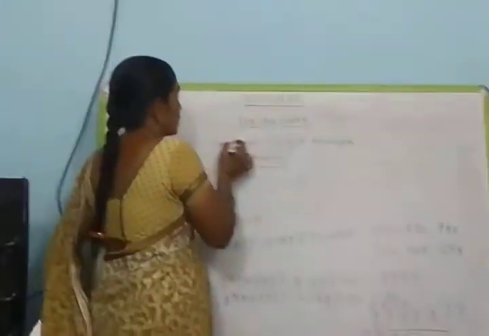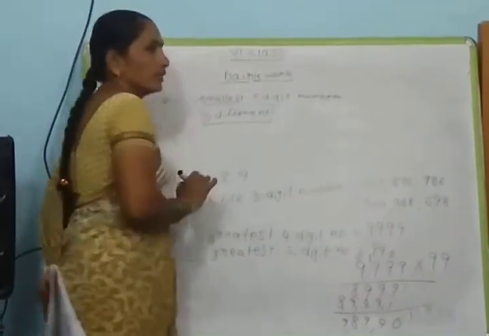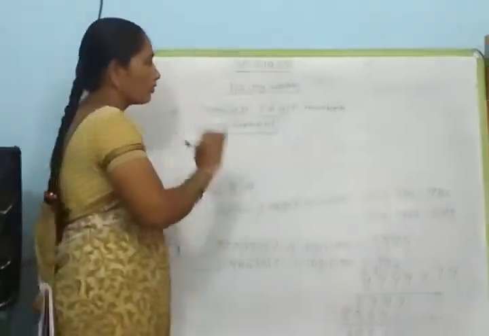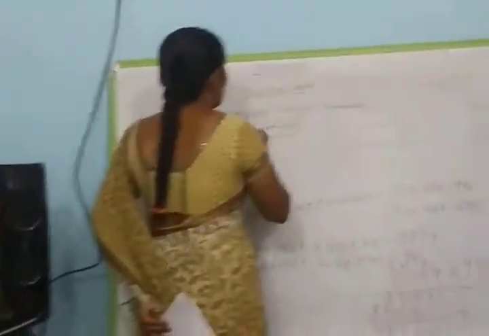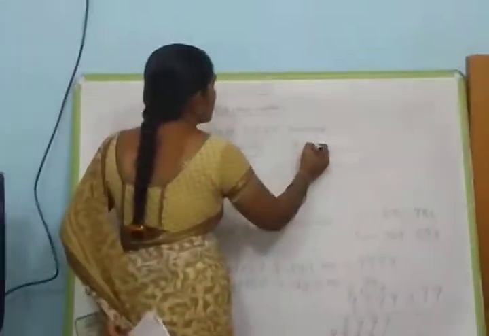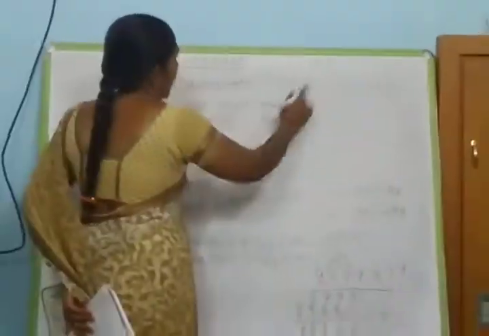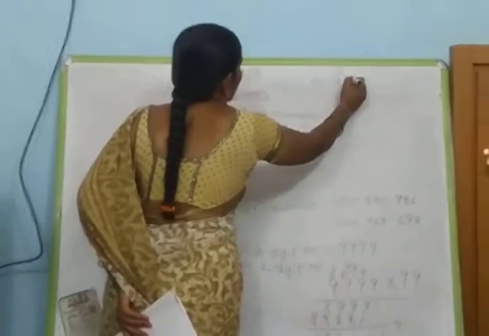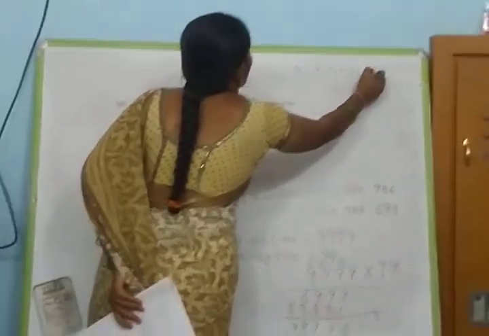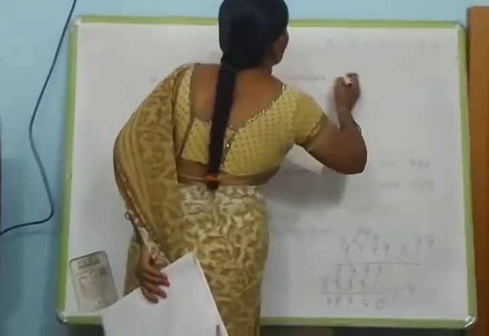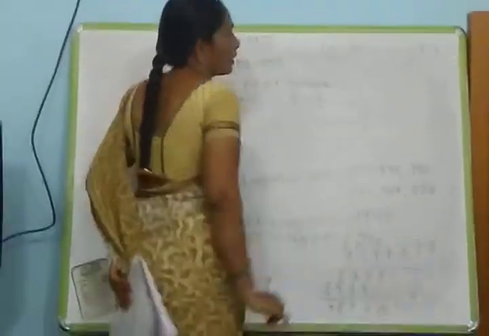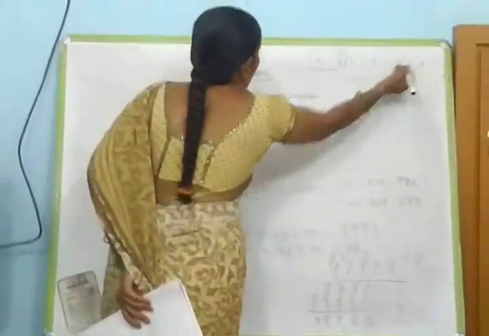Then what do we have to see first? Smallest. If they asked for smallest, what do we have to take? 3 different smaller digits we have to take. Which are the smaller digits? How many digits do we have? 0, 1, 2, 3, 4, 5, 6, 7, 8, 9. So smaller means we have to take 0, 1, 2. Greater means 9 we have.